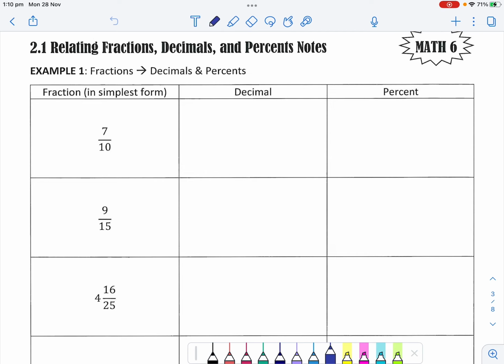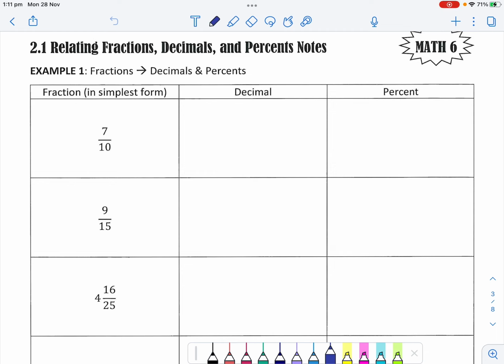First, we're going to talk about what a percent is. A percent is a number out of 100. So when we talk about percent being part of a whole, that whole is 100. So when I want to talk about how fractions, decimals, and percents are related, I need to have that fraction or decimal related to something that is out of 100.